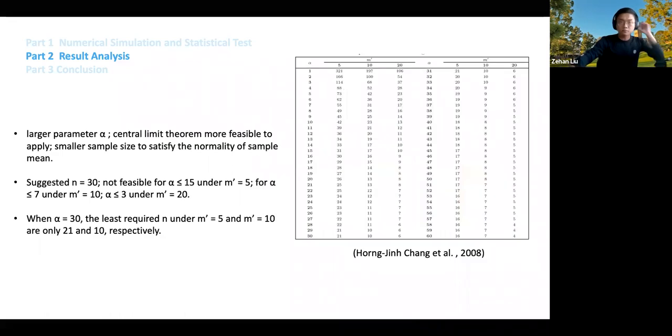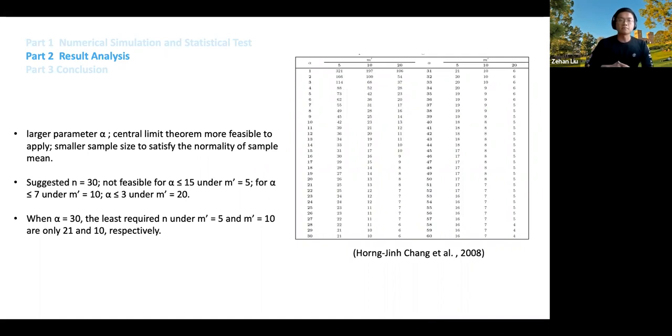Next slide, please. This table shows the least required sample size n for each individual parameter alpha under the different required levels. As we can see, a larger parameter alpha makes the central limit theorem more feasible to apply because it requires a smaller sample size to satisfy the normality of the sample mean.